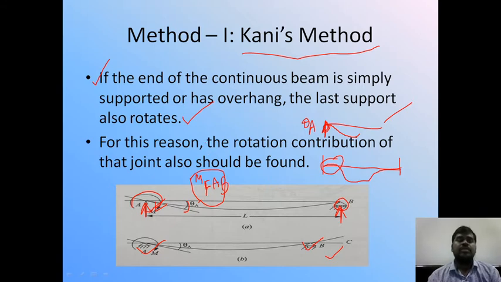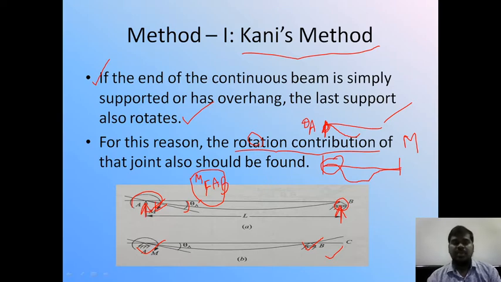So what happens if it rotates? For that reason, the rotation contribution of the joint should also be found. What does the rotation contribute? It contributes an extra moment apart from MFAB. MFAB is the moment of AB, the fixed end moment. So that fixed end moment changes due to this rotation. This is what the student must be able to understand.